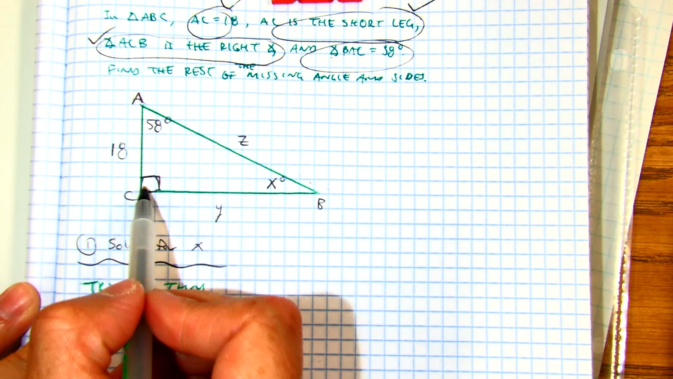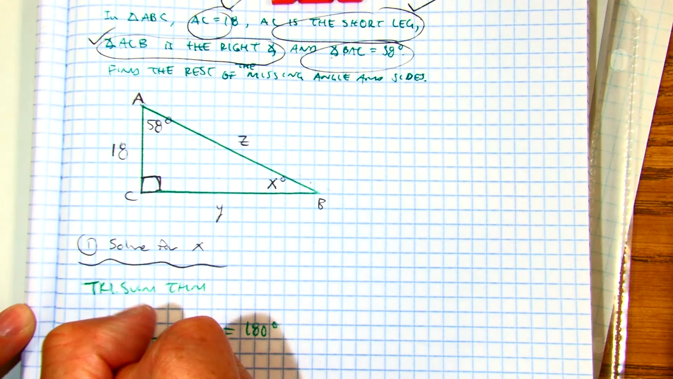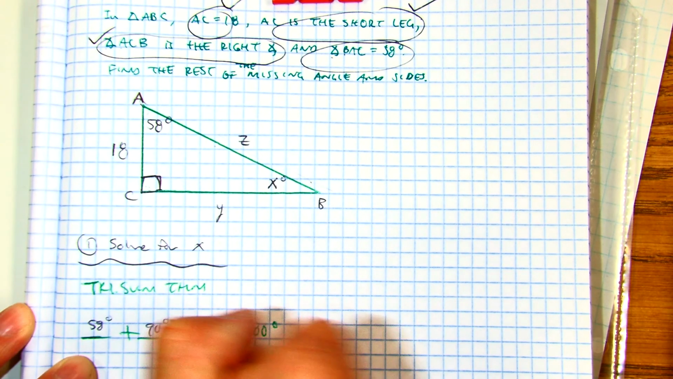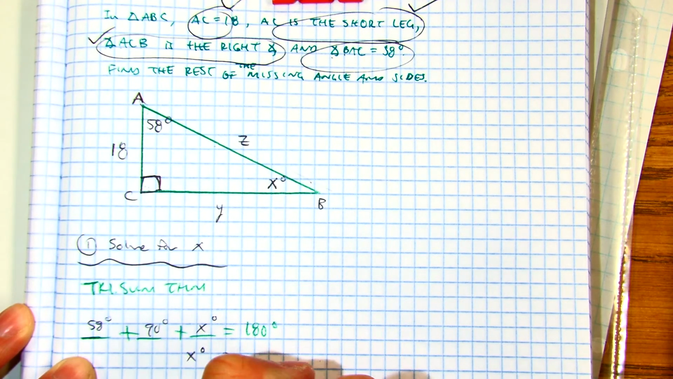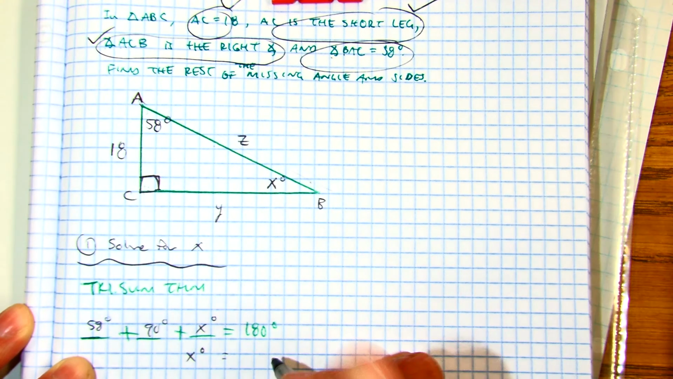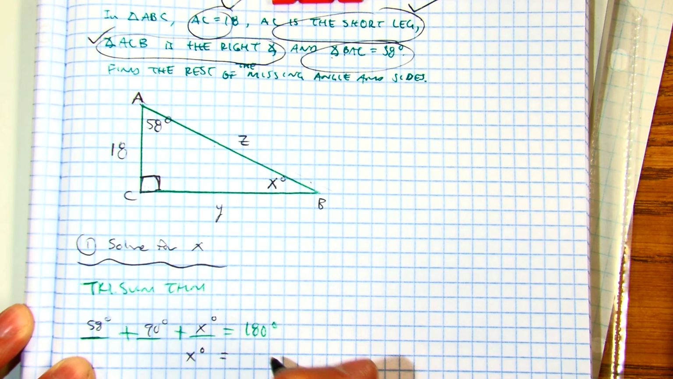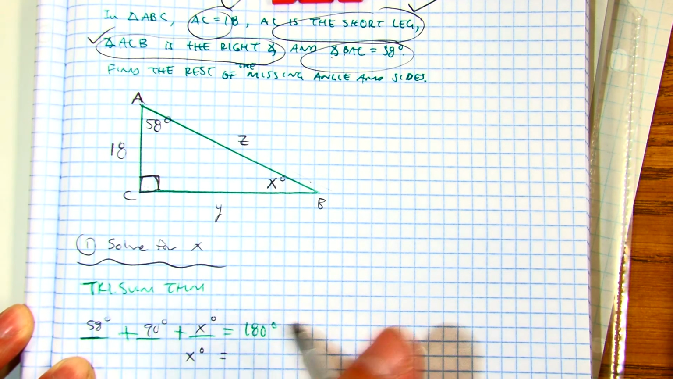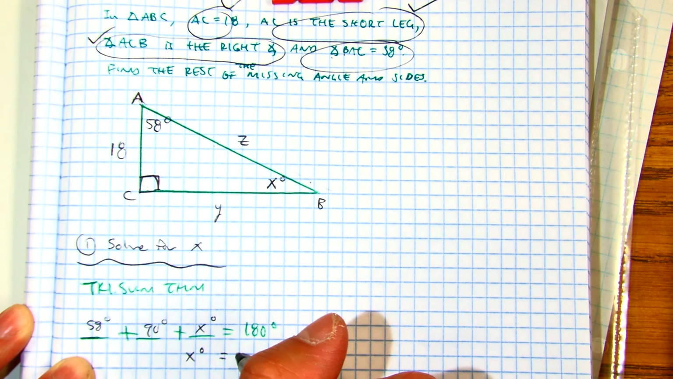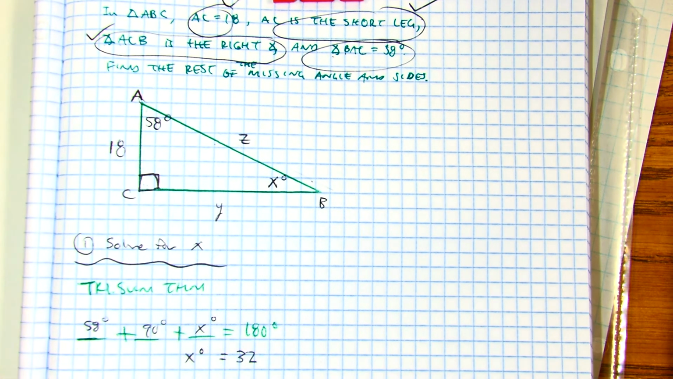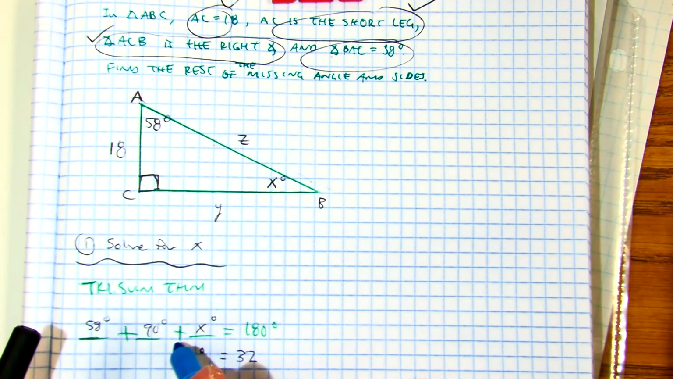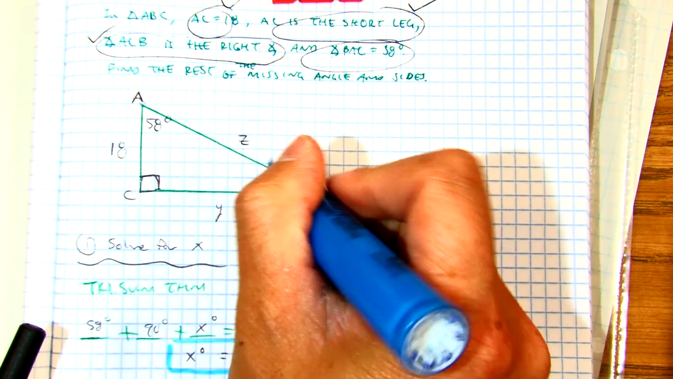58, box, which is how much? 90. 90, and then X. And then when you subtract, what is that? 148? What do you get? Oh, and then you subtract it. What do you get? 32? Raise your hand if you got 32 degrees. So this one is 32 degrees.